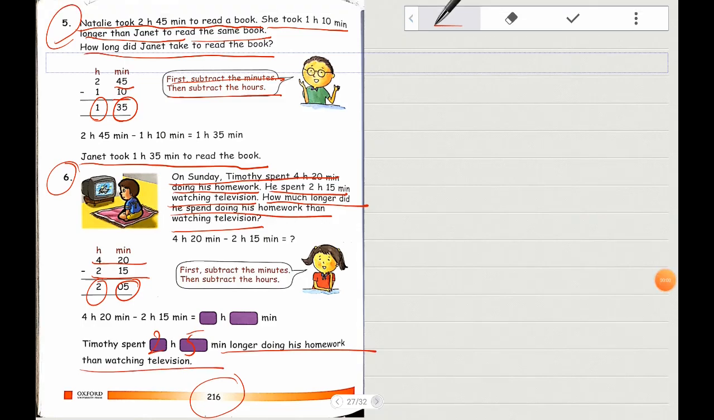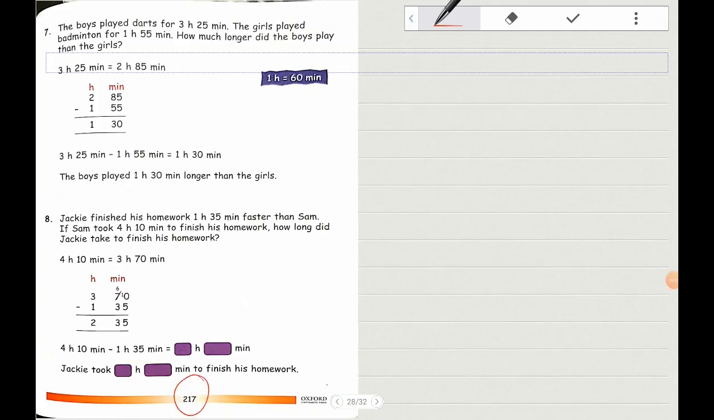Now move to our next example on page number 217. Look at question number 7. The boys played darts for 3 hours 25 minutes. The girls played badminton for 1 hour 55 minutes. How much longer did boys play than girls? You can easily see that 3 hours 25 minutes is greater than 1 hour 55 minutes.